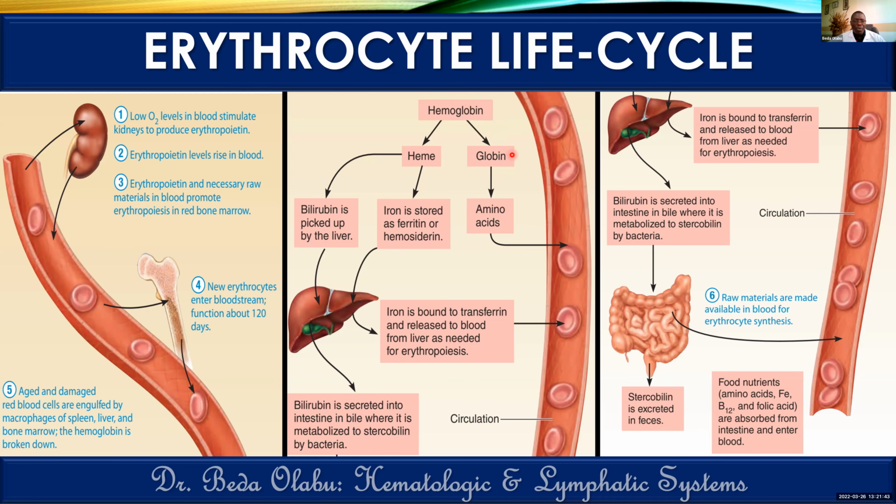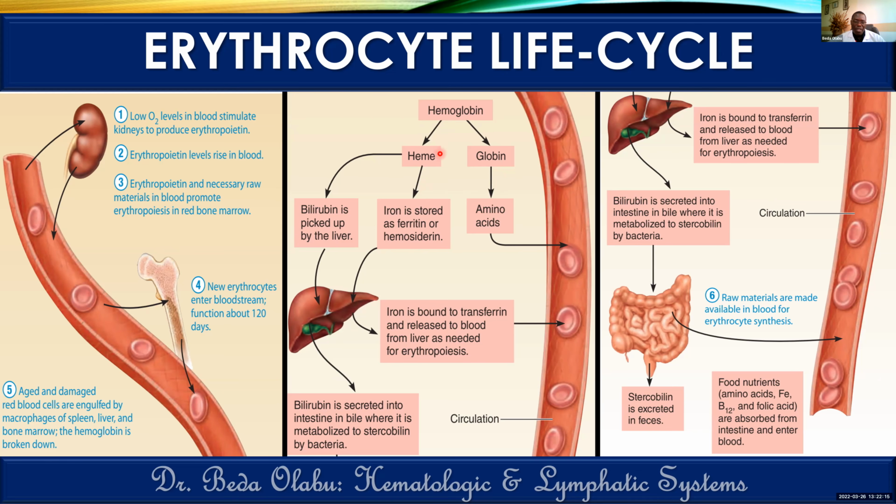The globin component of hemoglobin, remember, is just a protein chain, so that will be broken down into amino acids, which are released into the circulation as part of the amino acids that are circulating. Those ones, you don't have to lose them. They are actually nutrients anyway, and so they can be used for any other thing in the body. Those are nutrients. How about the heme component?